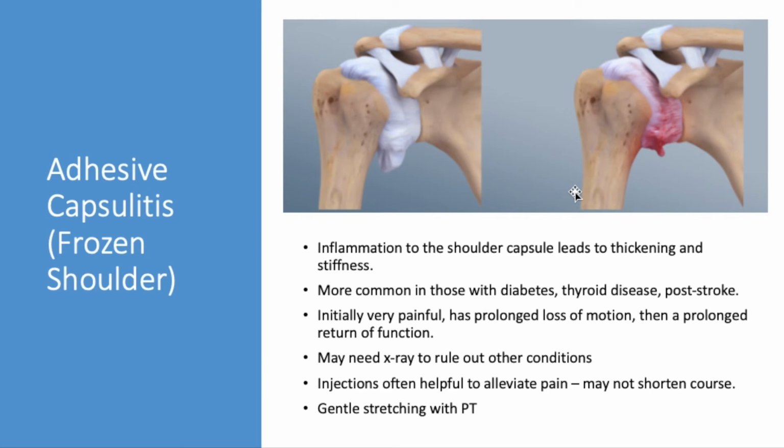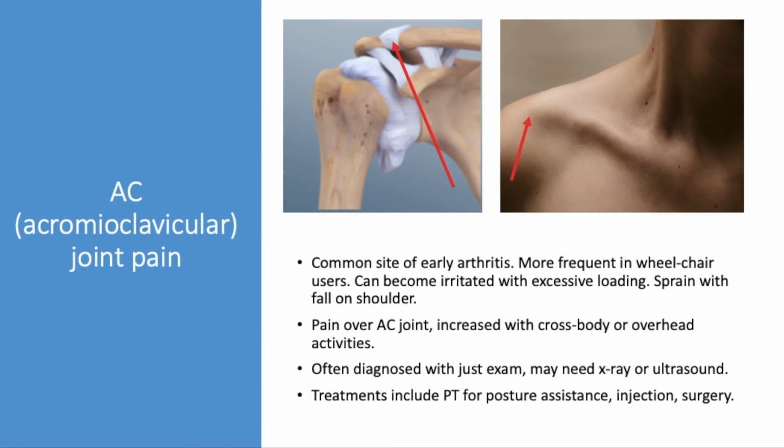You may need an x-ray just to rule out other conditions, such as an occult fracture. Injections are often a way to alleviate pain, especially in the painful beginnings of this. It's likely that it does not shorten the course, however. And once you are done with the painful part of the adhesive capsulitis or frozen shoulder, gentle stretching with physical therapy is indicated and can help speed return of range of motion.